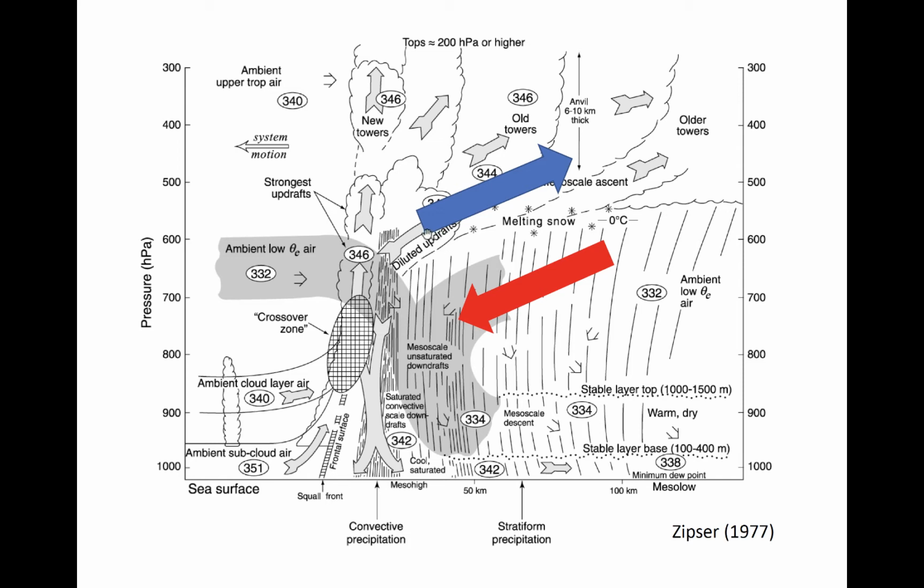Aloft, a front-to-rear ascending outflow is present, and below the 0° level, a descending rear-to-front inflow occurs, transporting low θe air from aloft down toward the surface in the stratiform regions. The descent is accompanied by adiabatic warming and diabatic cooling driven by evaporation of raindrops.